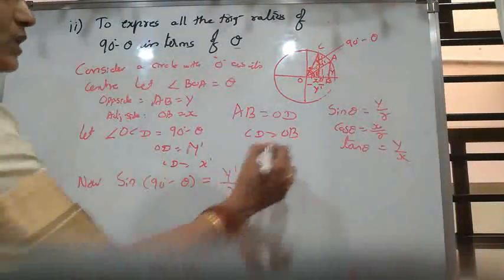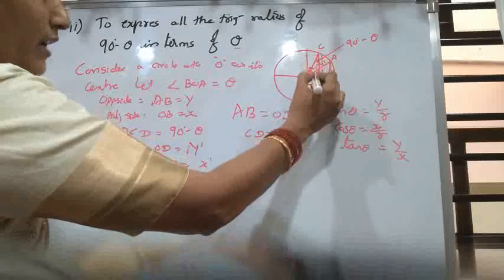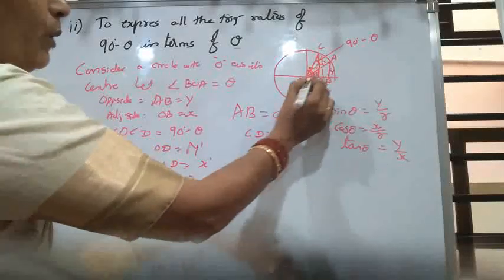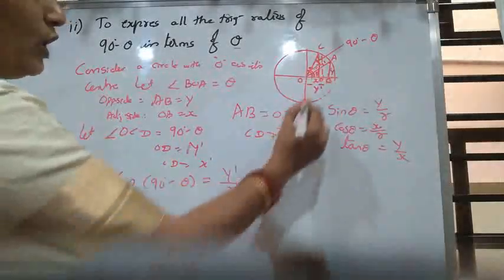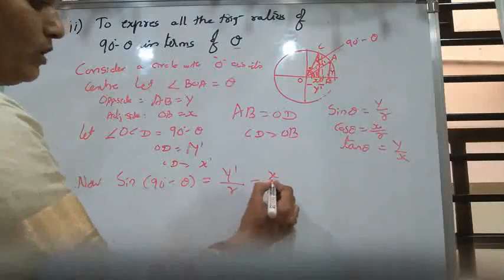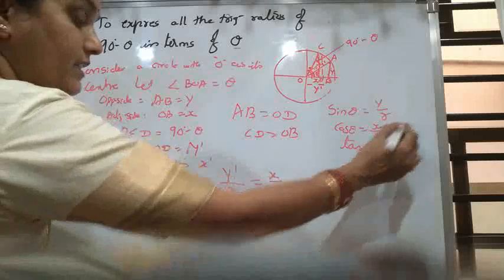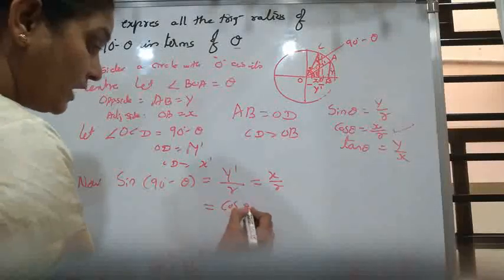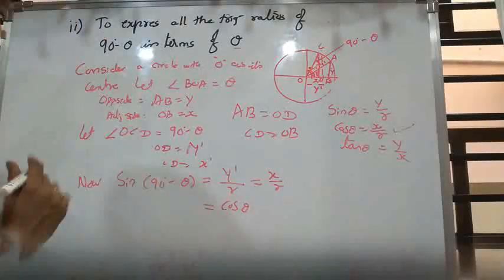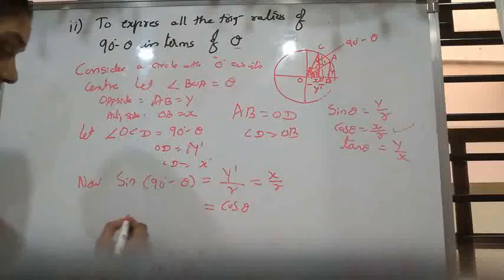Our y dash is what? The opposite line for 90 minus theta will be the adjacent side for theta. So y dash becomes equal to x, giving x by r. You know, x by r is the ratio for cos theta. So thus, sine of 90 degree minus theta will be cos theta.